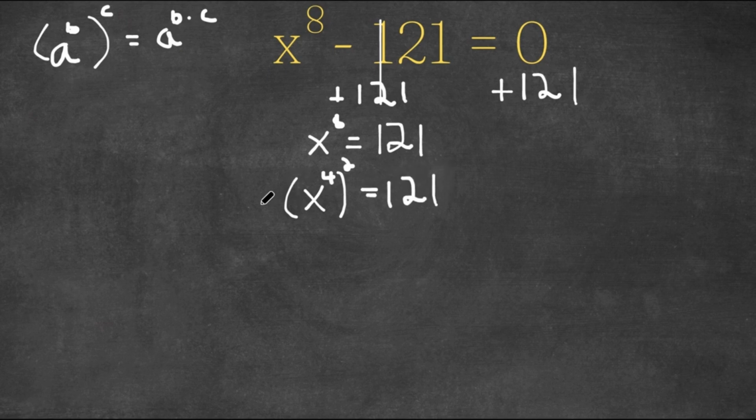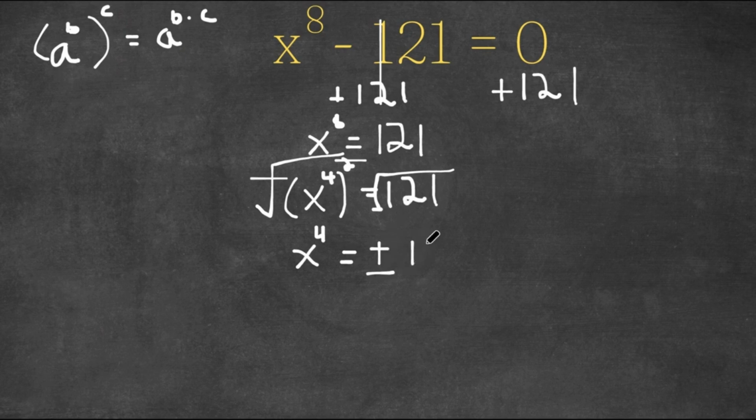Now we're going to take the square root of both sides. So now the square root of this, well, these two just simply cancel because these two are opposites. So on this side, our left side, we have x to the power of 4. And on our right side, we have positive and negative 11. Remember, it's positive and negative, not just positive. So now we have x to the power of 4 equals positive and negative 11.